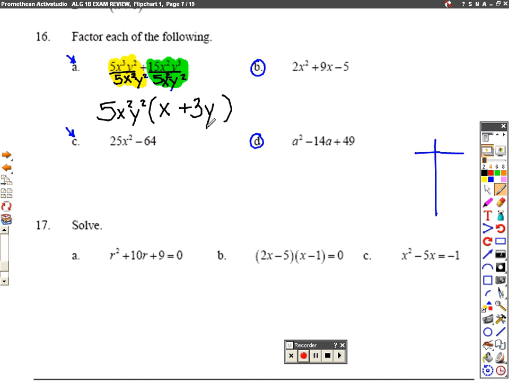Now, if I wanted to make sure that my answer was right, all I would do is distribute my 5x squared y squared over my two items. But that is your final answer.